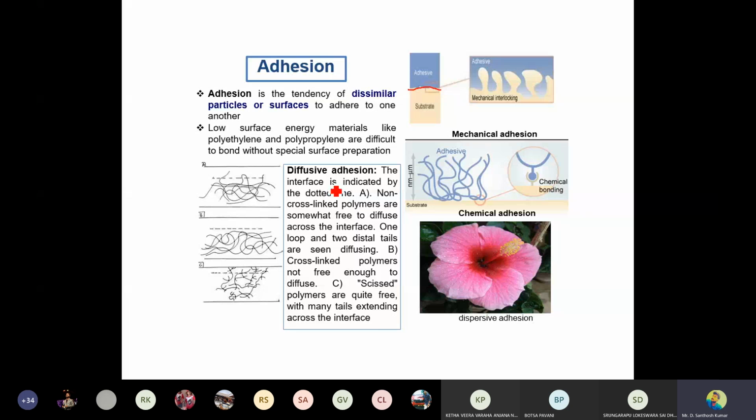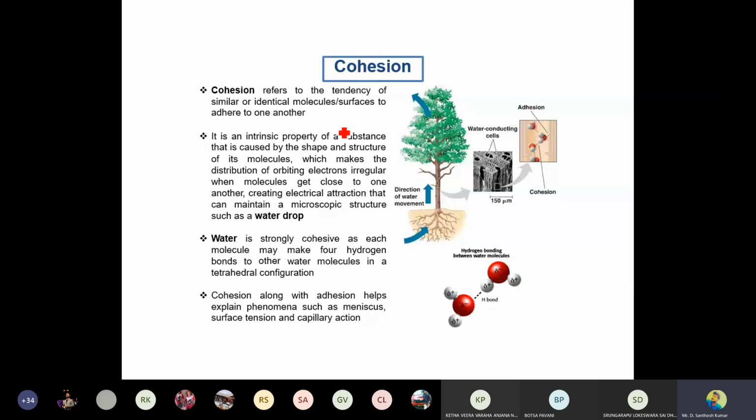And also cohesion. Everyone knows about this: it is the tendency of similar or identical molecules or surfaces to adhere to each other. Maybe water is one of the best examples. Its molecules strongly cohere to each other with hydrogen bonds. That's why we get H2O and other things. So this is one of the good examples.